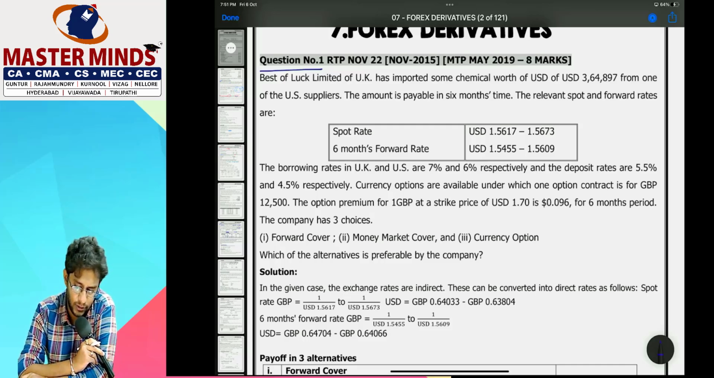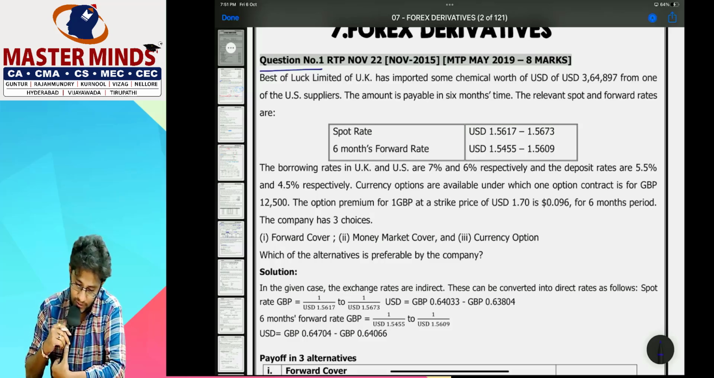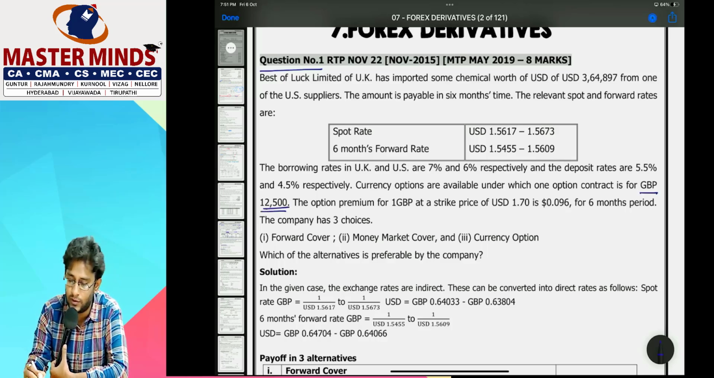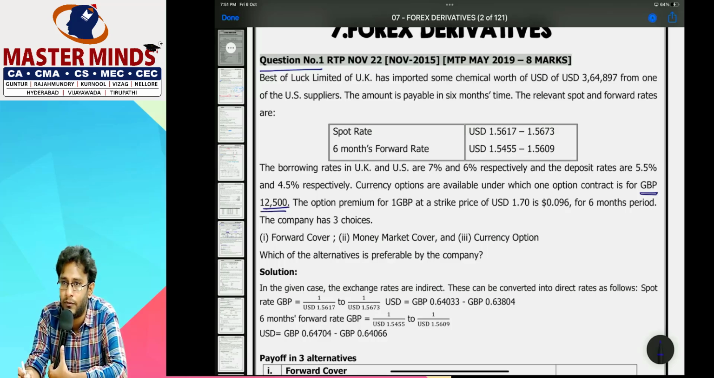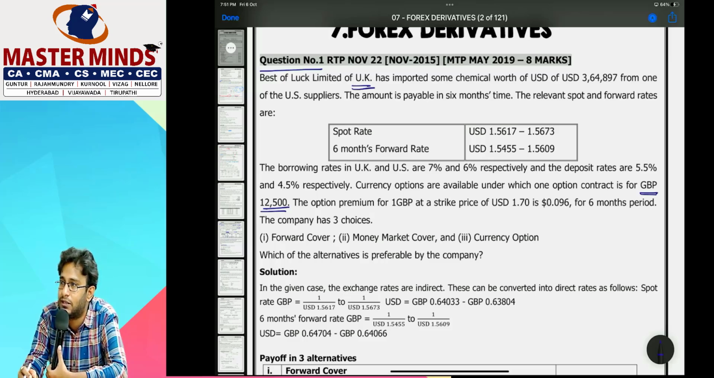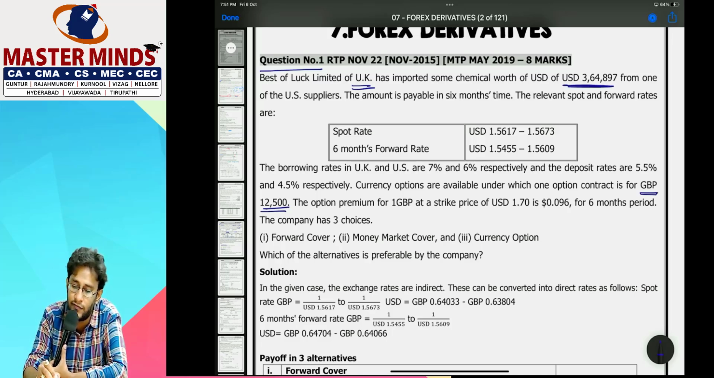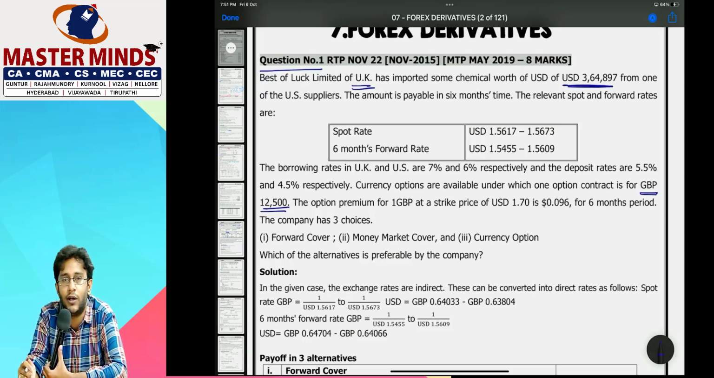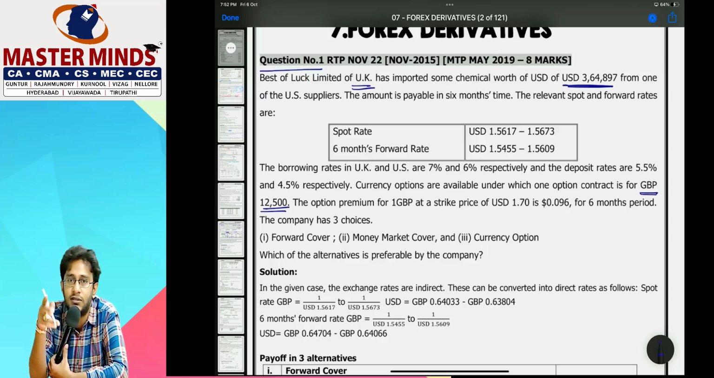Next, the borrowing rates in UK and US are given. Deposit rates are also given. Look at this. Currency options are available under which one option contract is for GBP 12,500. Who is GBP? Pound. Lot size is given in pounds and you are a UK company. That means the underlying asset is pound, which is your home currency. What you have to hedge is foreign currency dollars, using a contract denominated in pounds. So you have to convert the 364,897 and then understand the number of contracts.